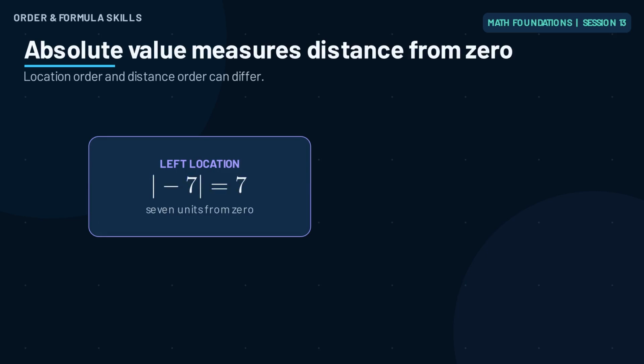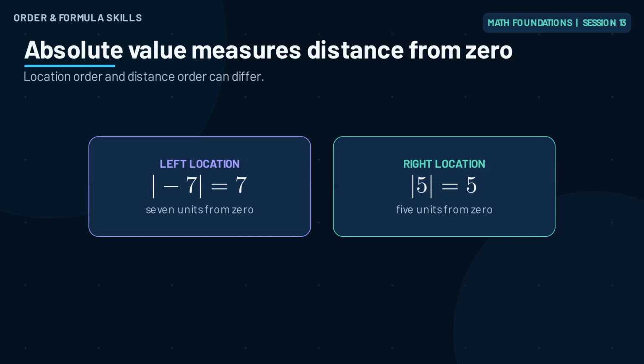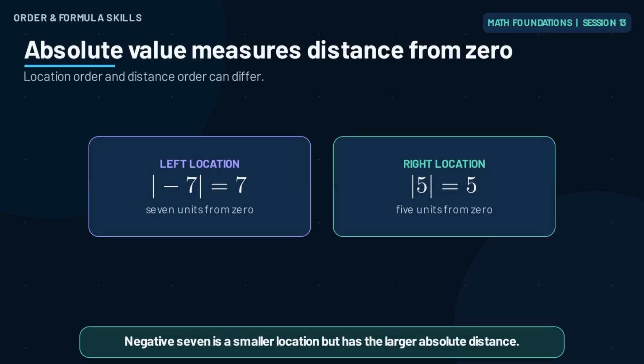The bars remove directional sign information after measuring the distance. The absolute value of +5 is 5 because +5 is 5 units from 0. A positive input also produces its non-negative distance. -7 is less than +5 as a location, but its absolute value is larger as a distance. Read absolute value as distance from 0, never as make the answer positive without reasoning. Location and distance are related, but not interchangeable.